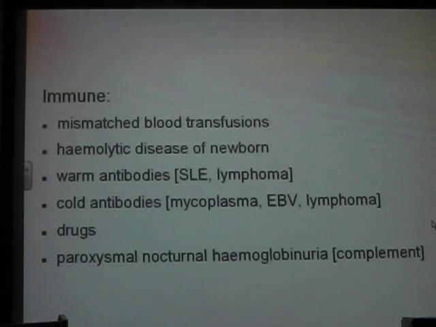Okay, antibodies. You can get warm antibodies, you can get cold antibodies against your red blood cells. They're associated with these conditions. It's quite small print. Certain drugs can cause your body to have an allergic autoimmune reaction against your red blood cells. And this last one, paroxysmal nocturnal hemoglobinuria, basically it's a problem with complement, and complement breaks down your red blood cells.